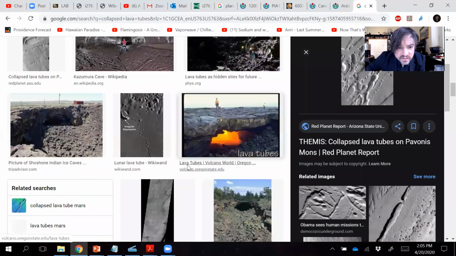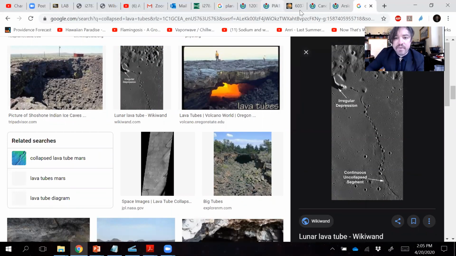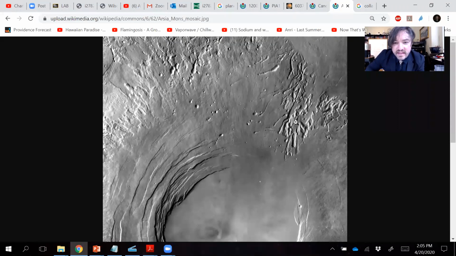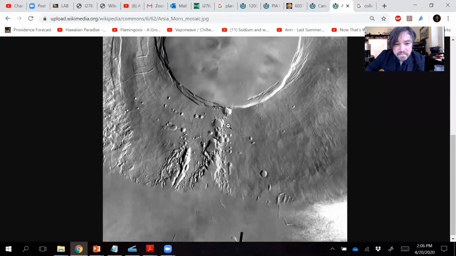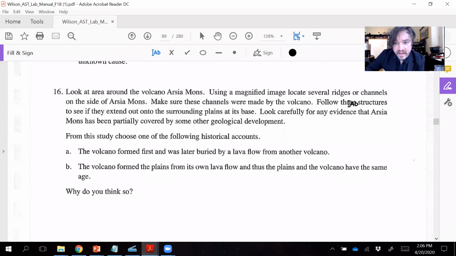Anyways, if you look at pictures of collapsed lava tubes, oh yeah, here's some structures like that. And pretty much, I think that's what you're seeing here. I think these are all eruptions that blew off the side of the volcano and then, yes, did spill some lava out onto the surrounding plains. So which of the answers to those questions then is our best answer here, A or B?